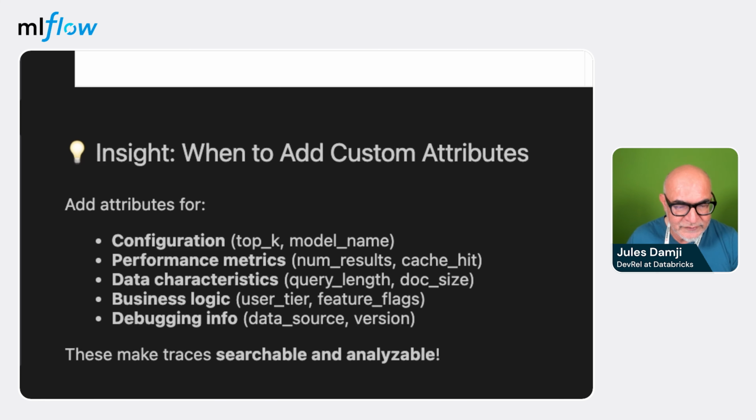What were the cache hits if you were actually maintaining some sort of a cache? What were the data characteristics? How much was the query length? How many documents are returned? What was the size of the documents?